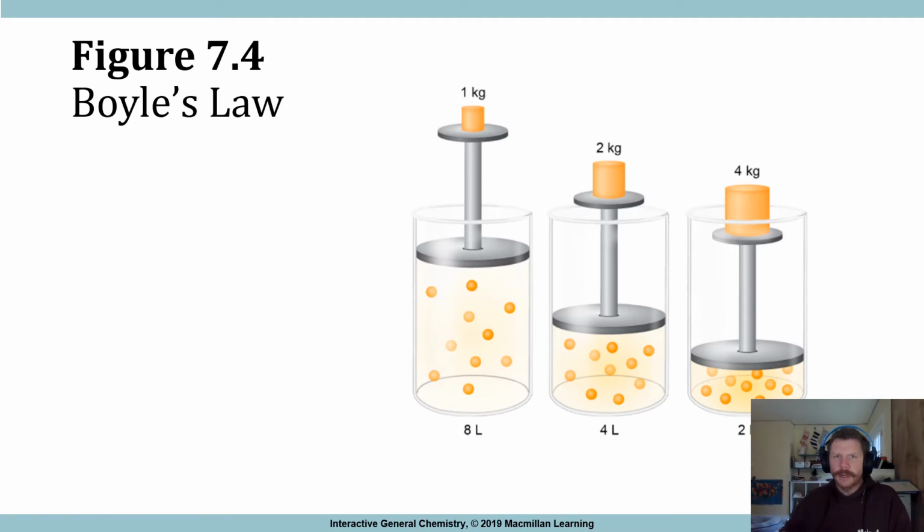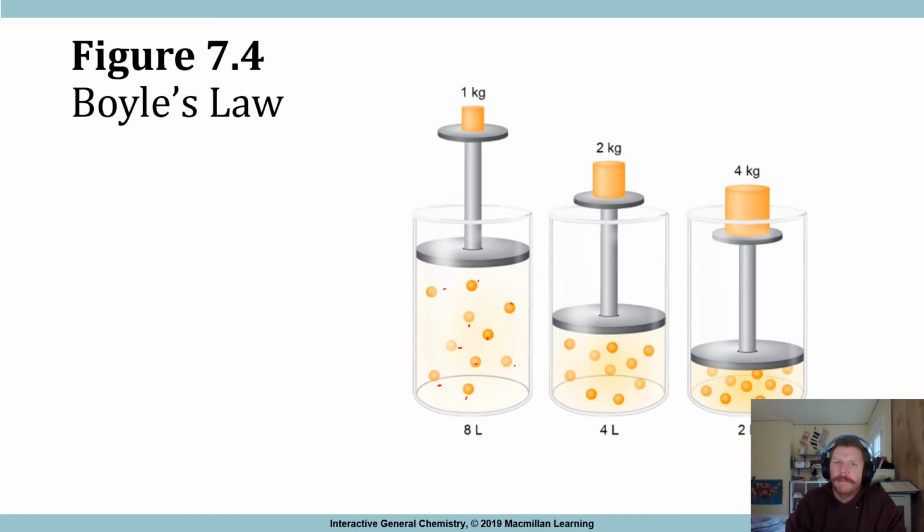Here's Boyle's Law in action, basically. You have a fixed temperature. That's why we're not looking at changing temperature. It's not noted at all. We also have 10 of these little molecules representing gas molecules. And this gas occupies a total of 8 liters when there is 1 kilogram of force applied to it. Remember, our pressure is force applied over an area.